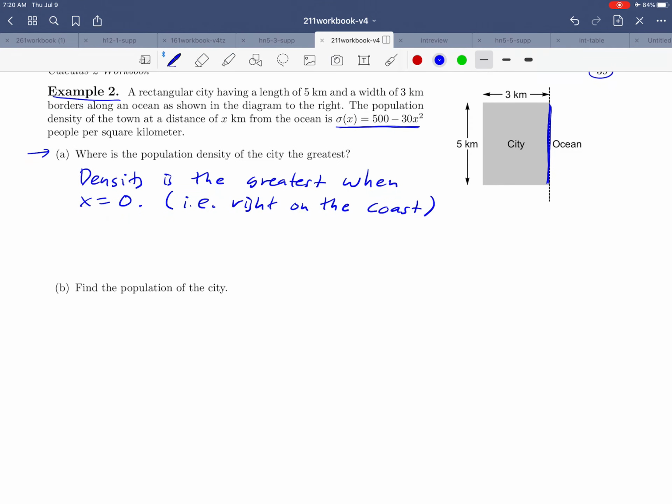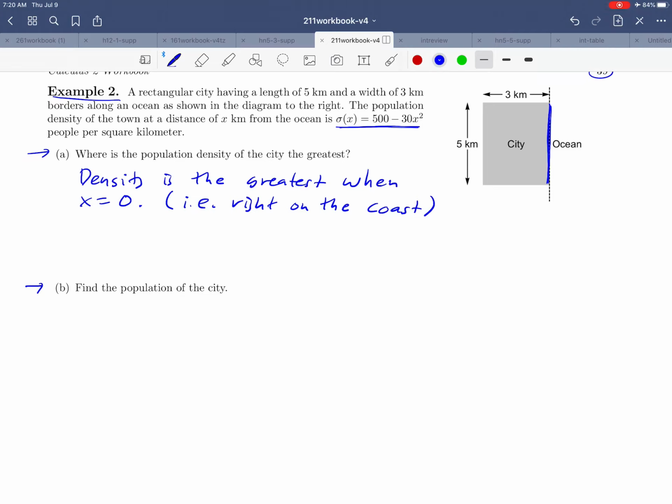With that in mind, part B would like us to find the population of the city. Now how would we do that? Well, we're going to use the same principle that we did in the previous problem, taking population density and multiplying it by something to turn it into a population.